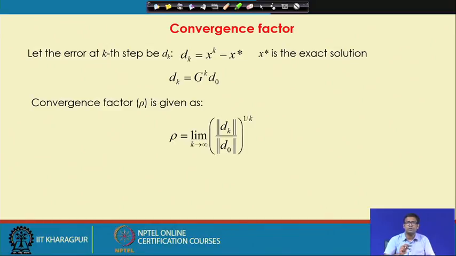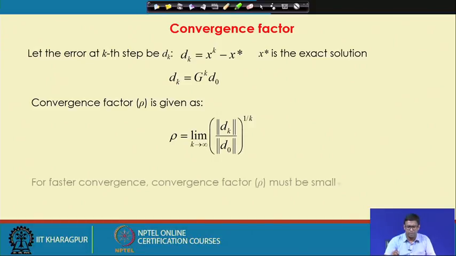So, this rho is not the spectral radius. Rho of a matrix is the spectral radius, while simple rho is the convergence factor. There are two rhos, and they must not be confused. Rho is the limit as k goes to infinity of (dk by d0) to the power 1 by k. For faster convergence, the convergence factor must be small. So, how should we determine the convergence factor?